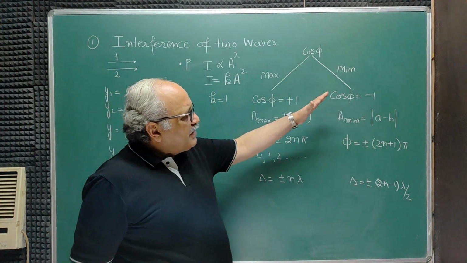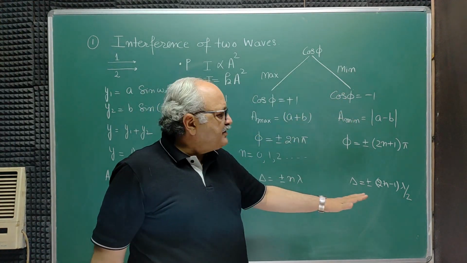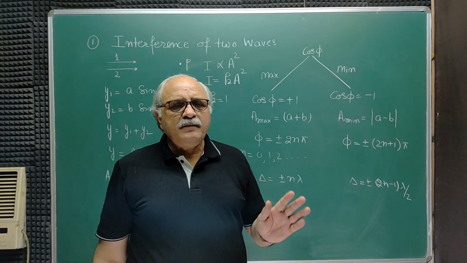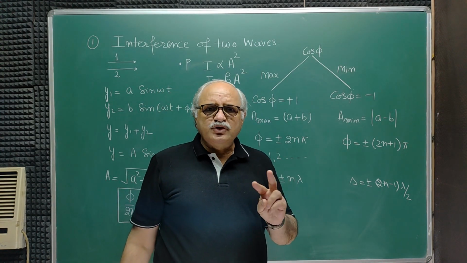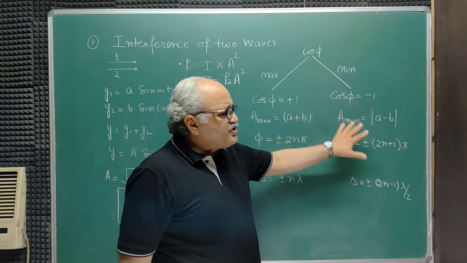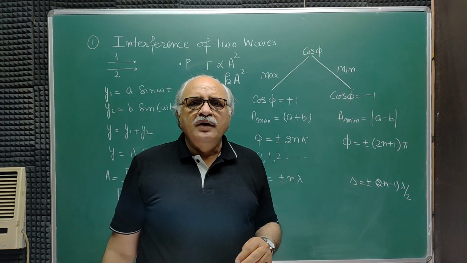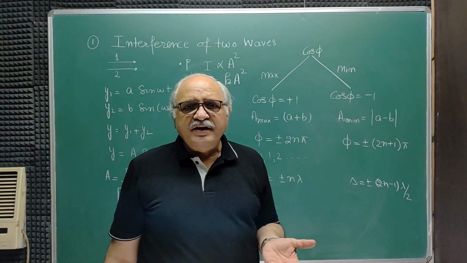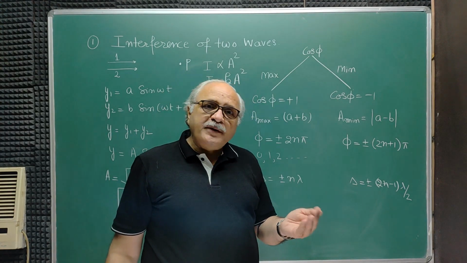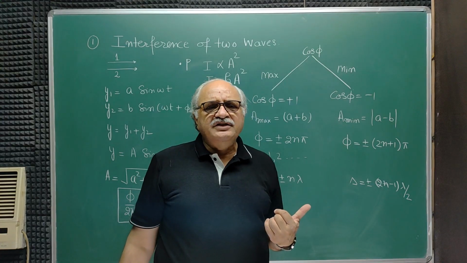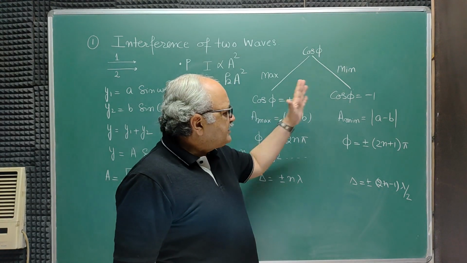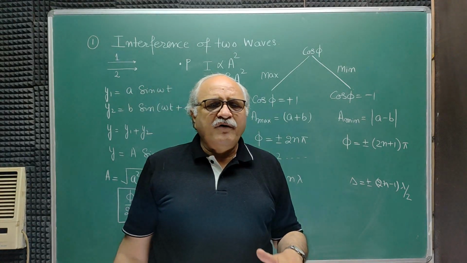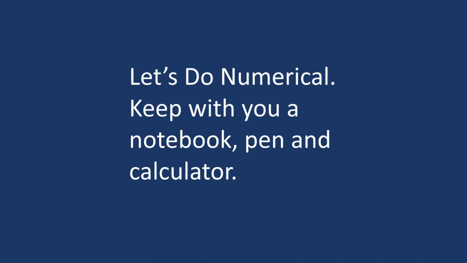So they remain the basic conditions for the maxima and minima, whatever the case may be. When we talk about the interference of two waves, these conditions are not going to change. However, various formulas can be modified according to certain special conditions, which we'll see while dealing with the other topic. But these are the basic conditions for the interference pattern for the maxima and minima.